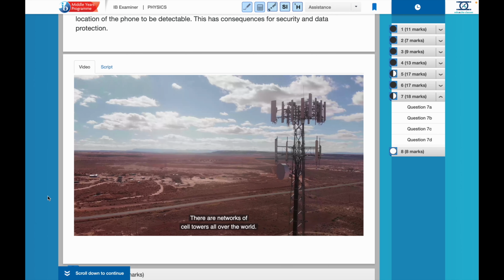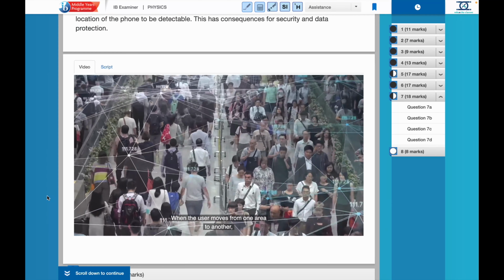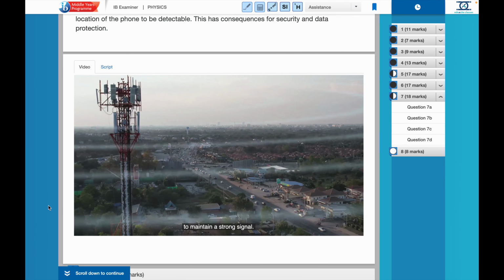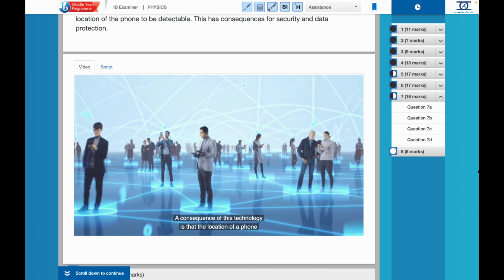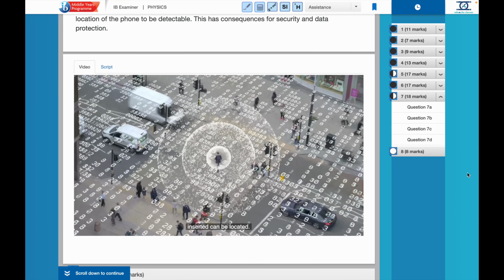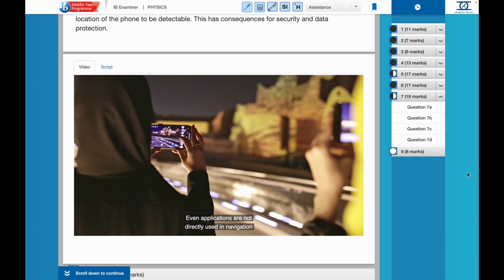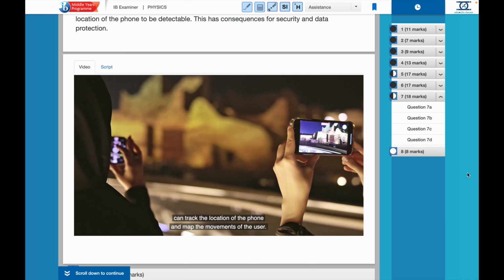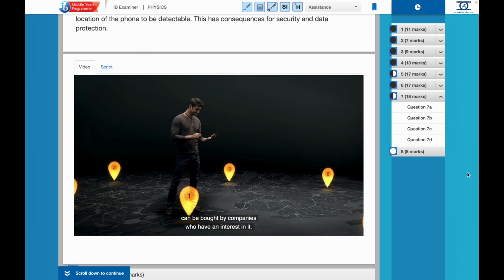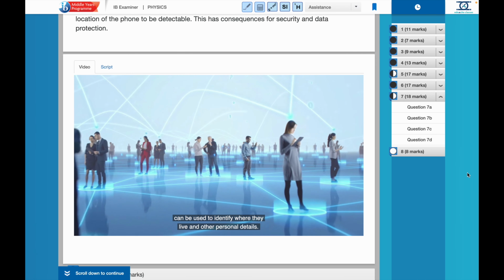There are networks of cell towers all over the world. Mobile phones work by sending signals to and receiving signals from the nearest cell tower. When the user moves from one area to another, the phone disconnects from one cell tower and connects to a new cell tower to maintain a strong signal. A consequence of this technology is that the location of a phone, and therefore the user of that phone, can be detected at any time. Even a phone that is switched off but has its battery inserted can be located. User location information can be used in navigation apps and fitness trackers. Even applications not directly used in navigation can track the location of the phone and map the movements of the user. It is not widely known that this personal movement data can be bought by companies who have an interest in it. People in large gatherings can be tracked, and this information can be used to identify where they live and other personal details.